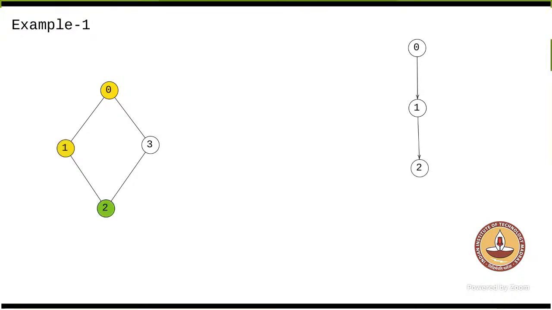And what about 2 now? We're going to 3. So from 2 to 3. Okay, we go to 3. Now at 3, there are no more choices left for us. There are 0 and 2, but then they are already visited. So at 3, the procedure stops.